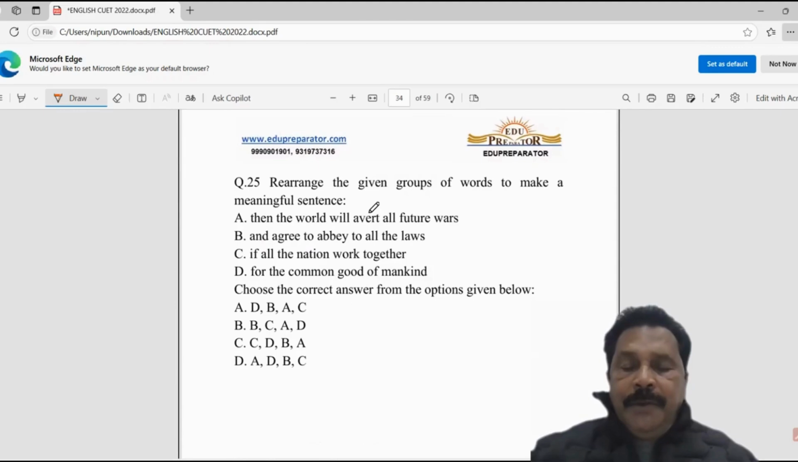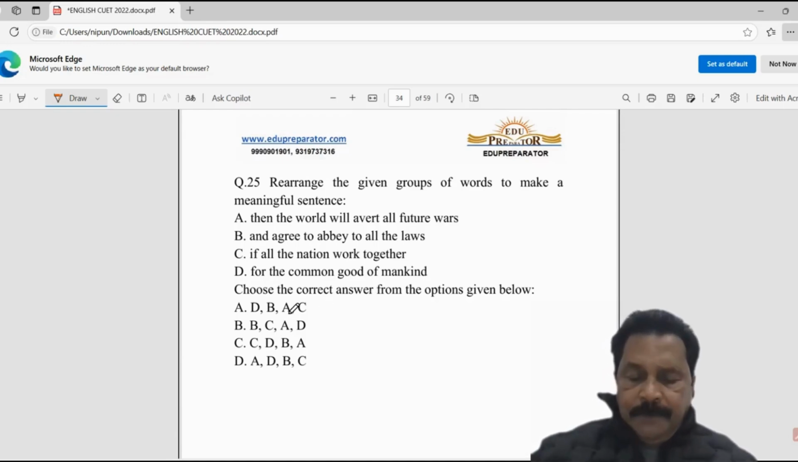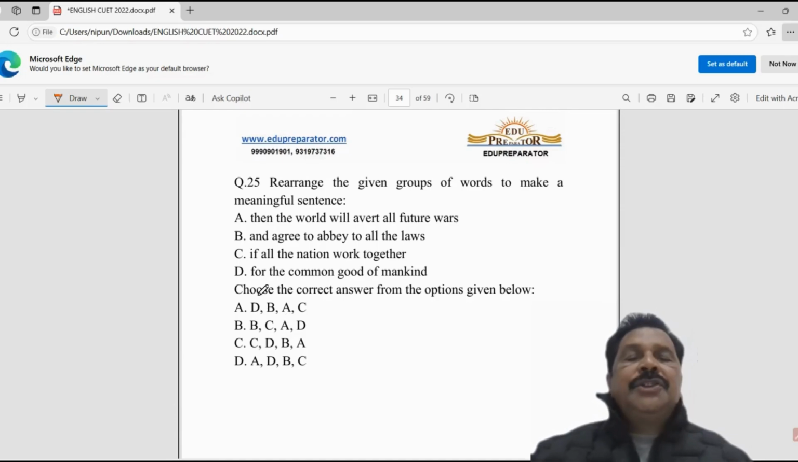Question number 25. Rearrange the given group of words to make a meaningful sentence. Then the world will avert all future wars and agree to obey to all the laws if all the nations work together for the common good of mankind. Choose the correct order. And answer is start with the C.